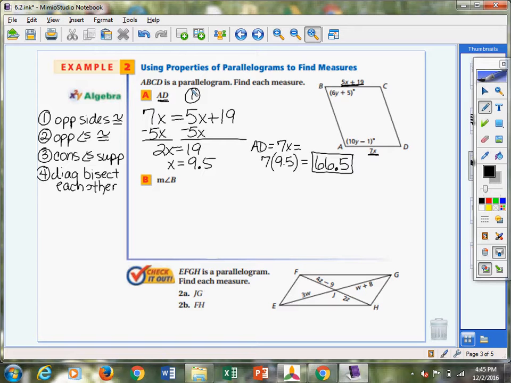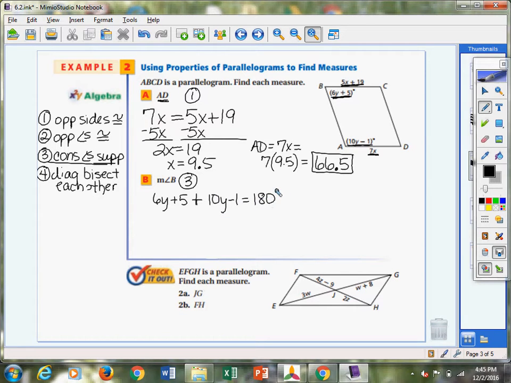This time we got to find the measure of angle B, which is right here. We know angle B is 6y plus 5. The only other thing we know is a consecutive angle, 10y minus 1. Well, consecutive angles, that would be this third one here. We're going to use theorem 3. And when we add these angles up, consecutive angles are going to be supplementary. That means, hey, they're 180 degrees.